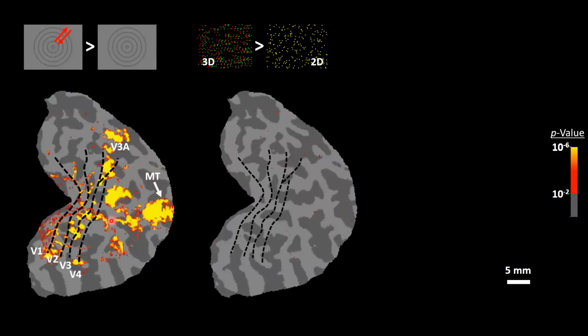Here you can see the response evoked by 3D versus 2D stimuli, and as you can see, there is almost no activity. This is consistent with the fact that this individual was almost stereo blind.